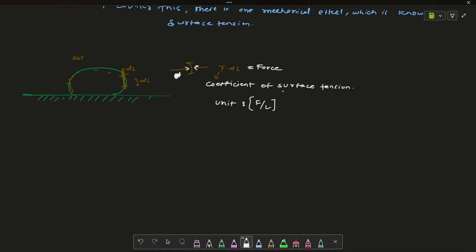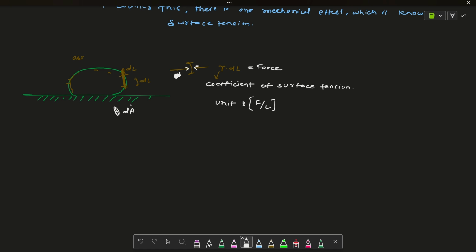This is one concept we can think of in terms of force, but another concept is that when you cut an area dA, let's suppose a 2D object with elemental area dA, this requires work to be done of amount gamma into dA.